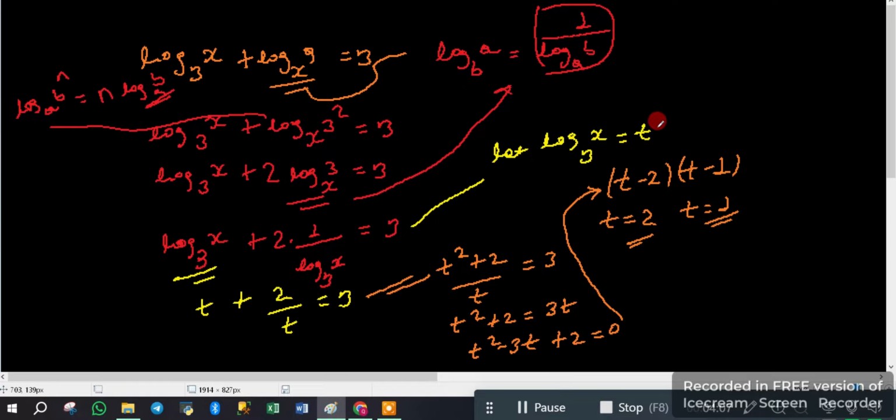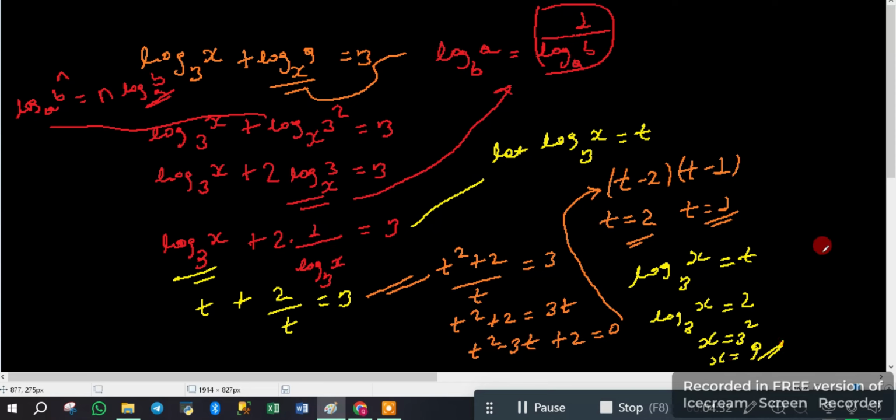Next, you have to substitute back with this relation. That means log x base 3 is equal to t. So log x base 3 is equal to the first t, which is 2. So that means x is equal to 3 squared, x is equal to 9. This is the first solution. The second one, log x base 3 is equal to the second t, which is 1. So x will be 3 to the power of 1.